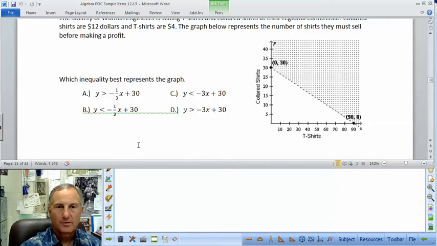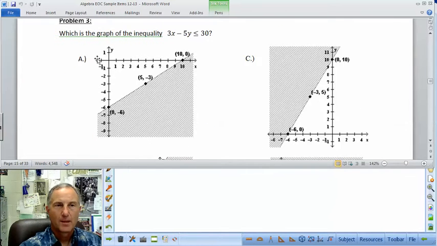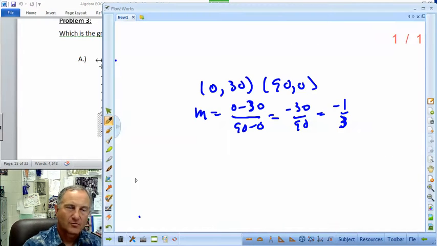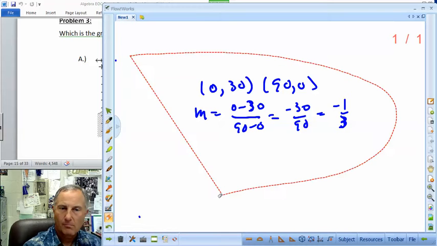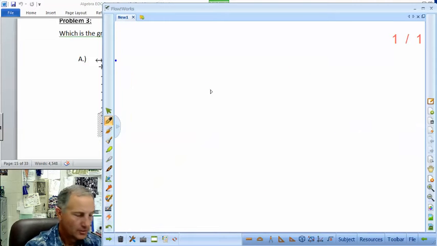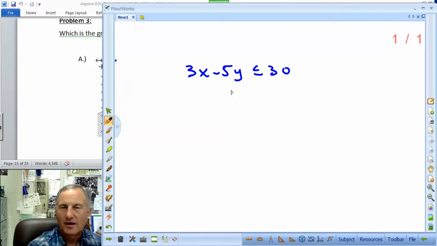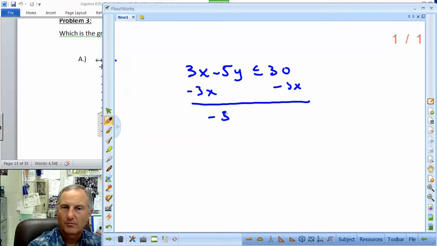And the third problem here, last one we'll do in this section, which is the graph of the inequality 3x minus 5y is less than or equal to 30. Let's just graph it on our own first and see what it looks like. So I start off here with 3x minus 5y less than or equal to 30. When we're graphing, we've always changed everything back into y equals mx plus b. That just seemed to work better for us. It was just one way we could always do it.